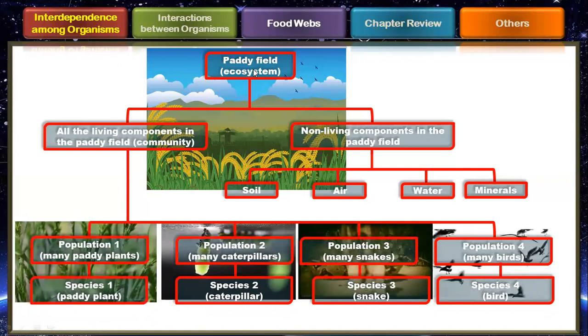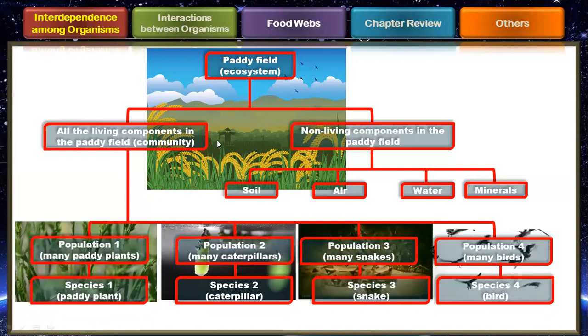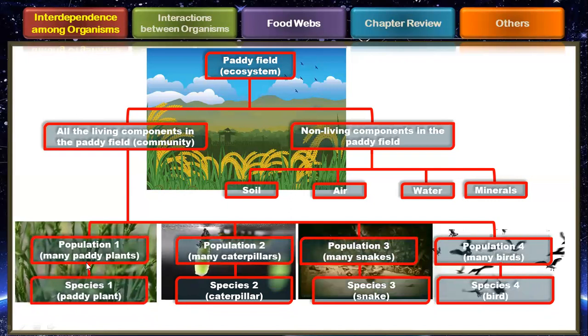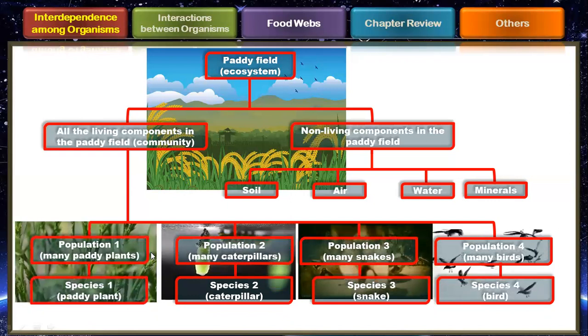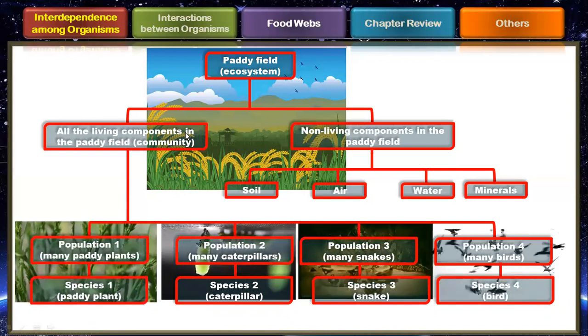So remember this one: ecosystem is the biggest unit. Next up is community, and then smaller than that is the population, and much smaller is the species. So we group them as a whole as an ecosystem together with the non-living components. With the living component, we call them community. In that community, we have many populations, and those populations have so many kinds of species. So that is the way we group our organisms in an ecosystem.